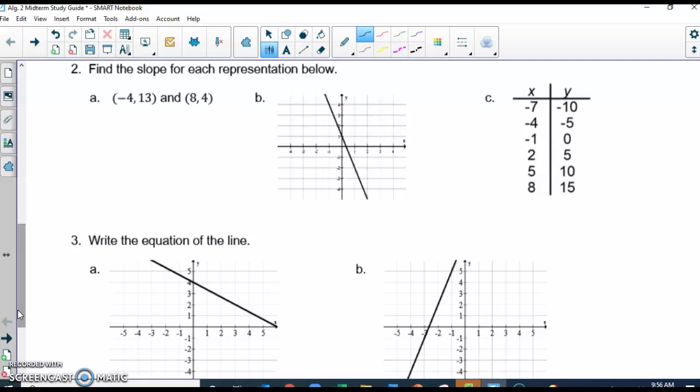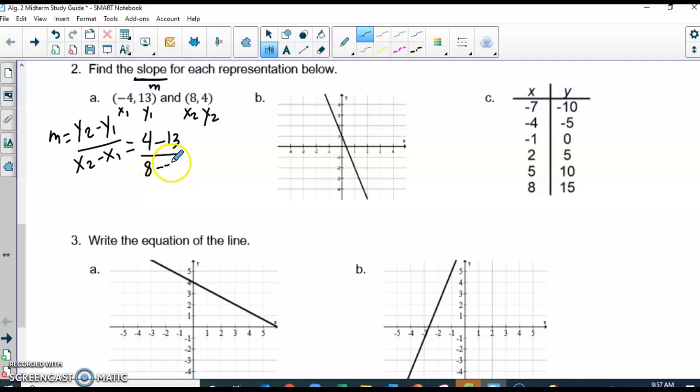When we move into number 2, here they're just asking us to find the slope. So they're just asking us to find m. We know the formula for slope is y2 minus y1 over x2 minus x1. I'm going to label my points so that I know what to plug in where. So when I go through this, I have 4 minus 13 over 8 minus -4. 2 negatives become a positive, so I have -9 on the top, 12 on the bottom.